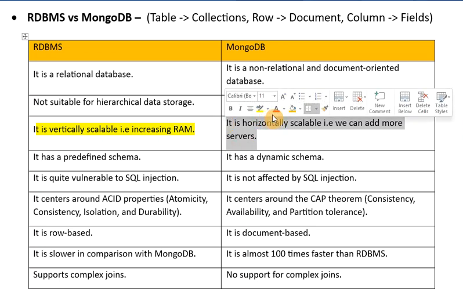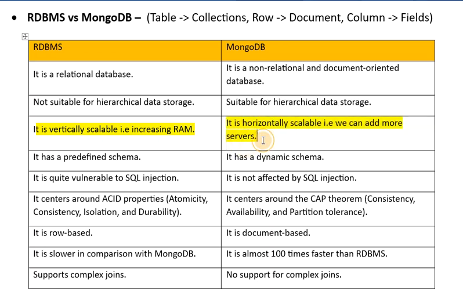However, this becomes costly, but when we consider performance, MongoDB is always preferable, because here we are not going to increase the RAM. It is going to increase the complete server in a parallel way. So this is what horizontally scalable and vertically scalable mean.